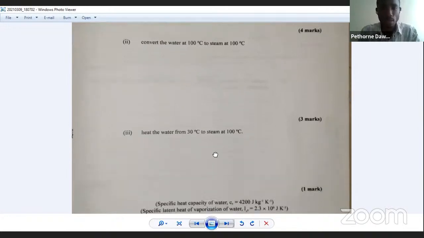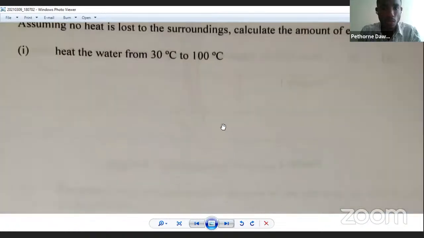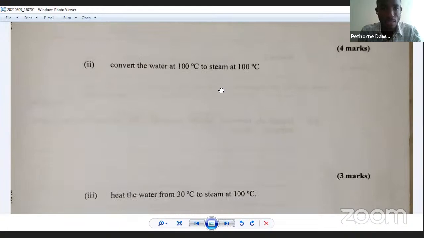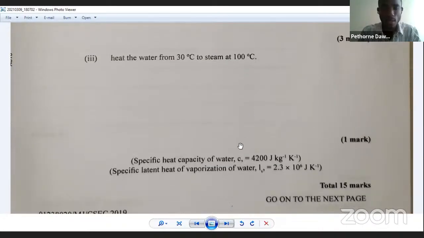Now, the last part of the question, which is the easiest part, is to find the heat from 30 degrees to steam at 100. So we are now moving across the graph from one end to the other. So we simply know to find the energy, we would add this heat energy of 441,000 plus this heat energy of 3,450,000. So when I add those two, I get a total of 3,891,000 as the total heat energy. All right. So that is what you would do to solve this question.